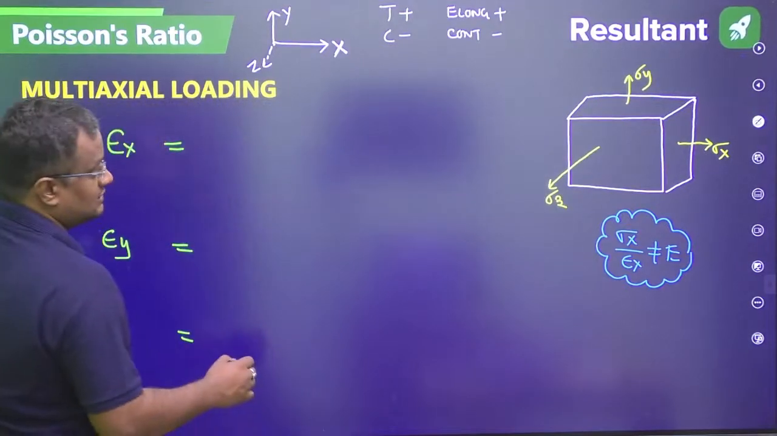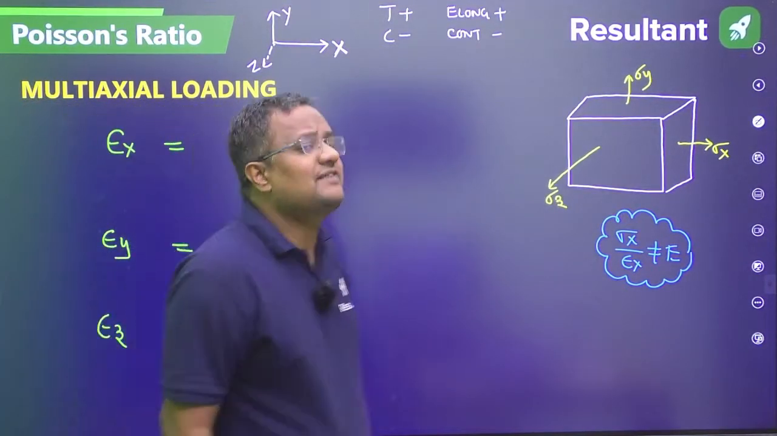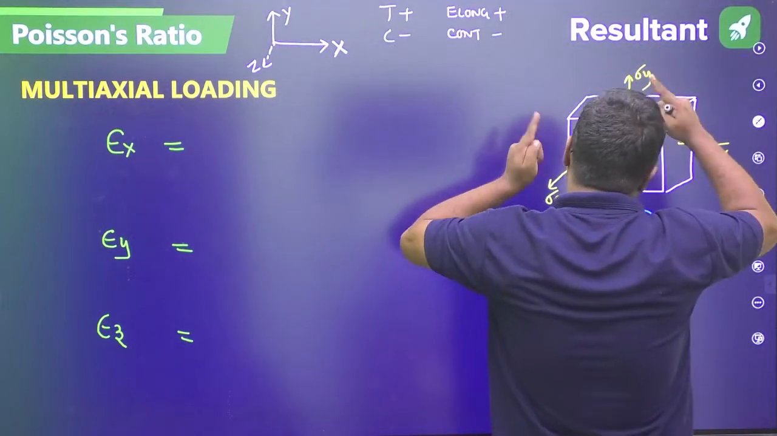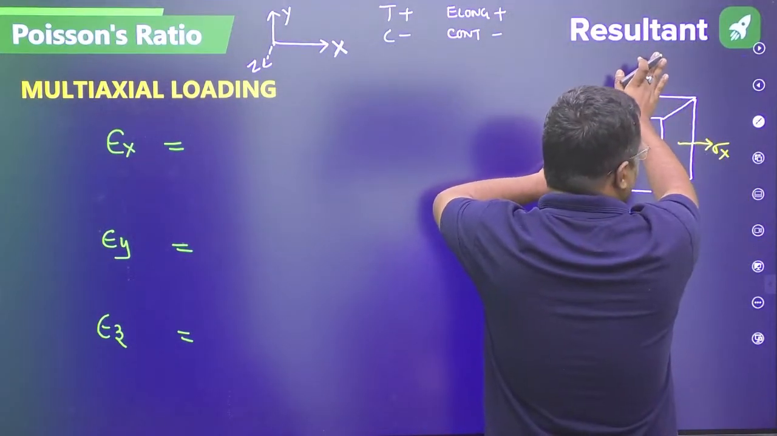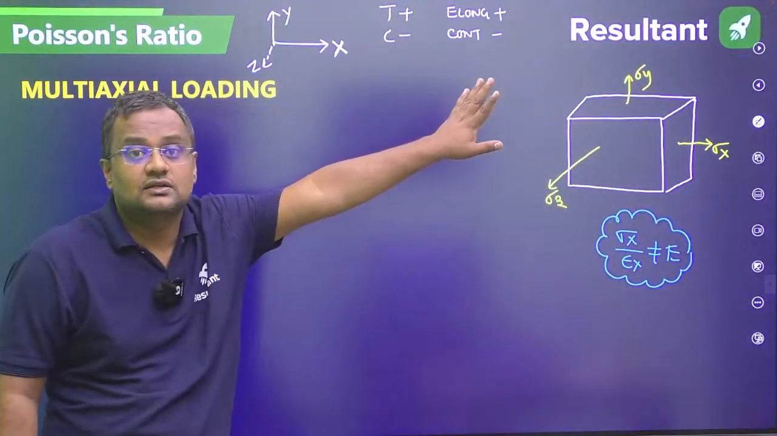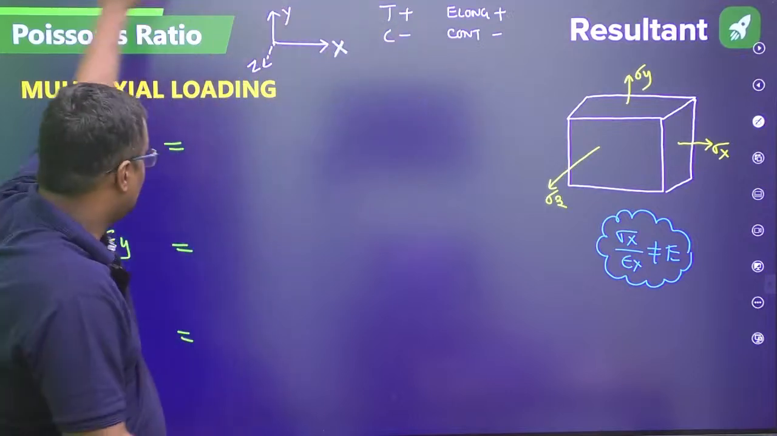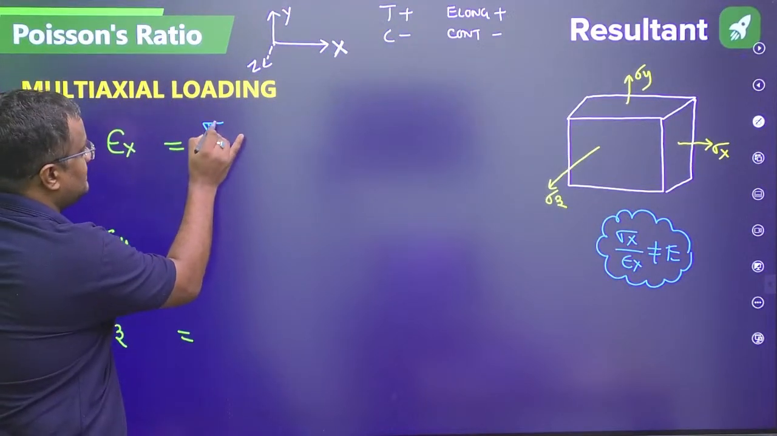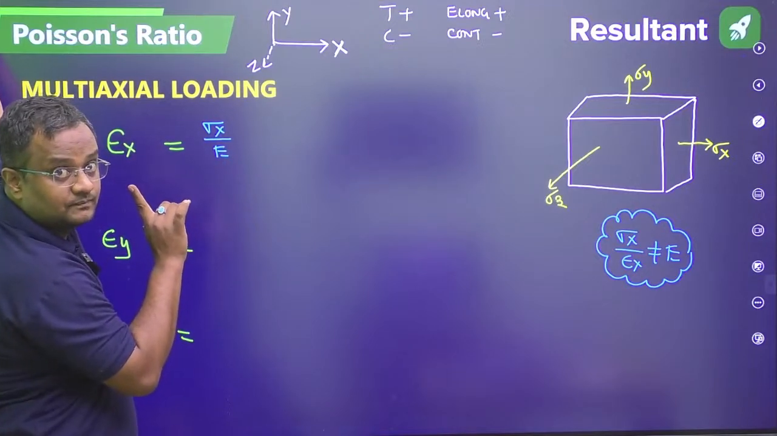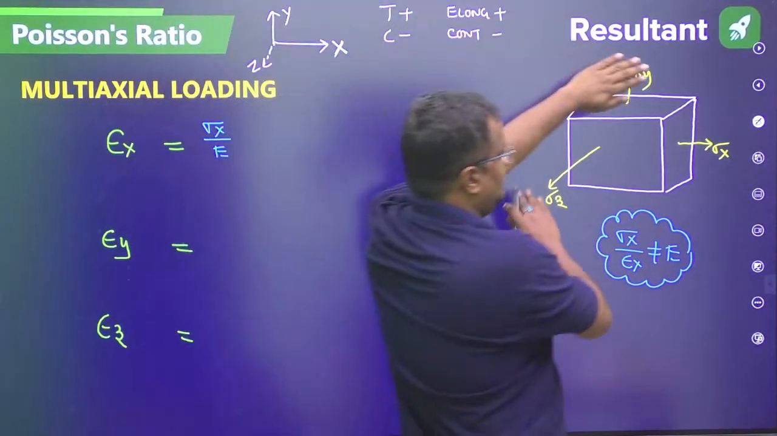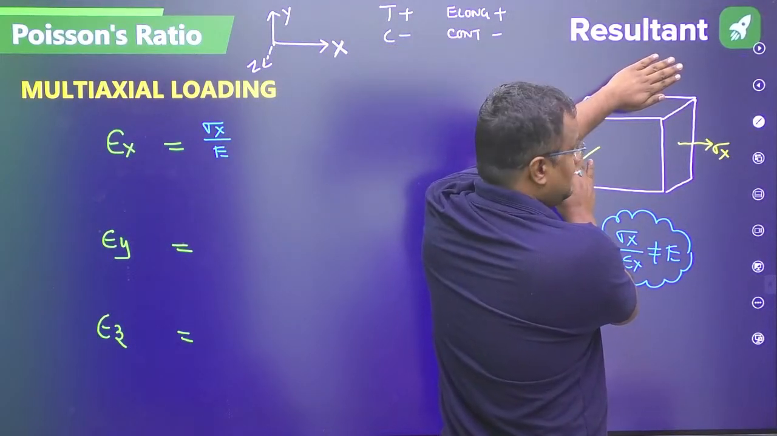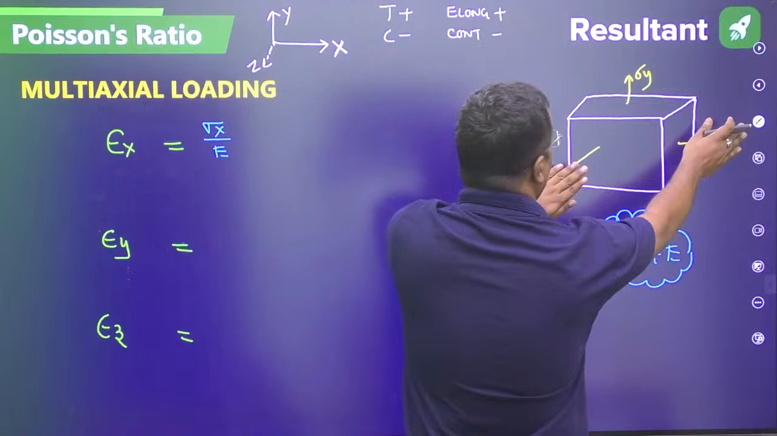Now, when I am writing epsilon x, forget these two, guys. Only sigma x. Due to sigma x, stress is acting only in one direction. What is epsilon x? Stress by Young's modulus. In unidirectional loading, I can apply this. If I delete these for a minute, due to sigma x, what is the strain in x direction? Sigma x by E.